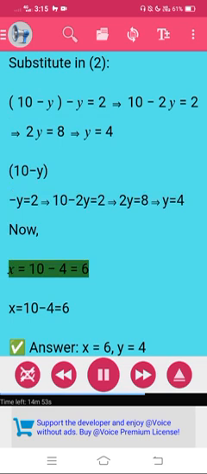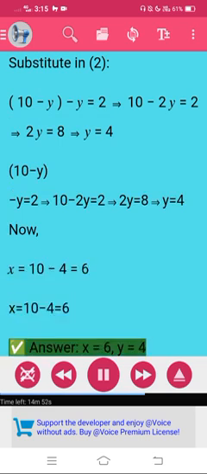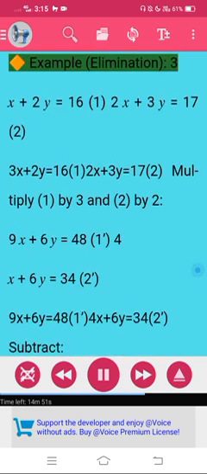Now x equals 10 minus 4 equals 6. Check. Answer: x equals 6, y equals 4.